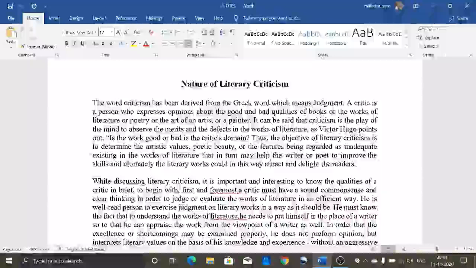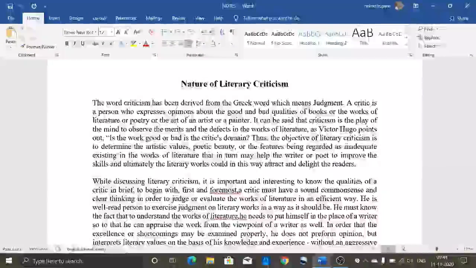So it can be said that criticism is the play of the mind. Criticism is actually the play of mind to observe the merits and the defects in the work of literature. Let me explain again: the word criticism has been derived from the Greek. You can say that criticism is the play of the mind, in which the mind observes the merits and the defects in the work of literature. Whether this literary work of art has merits, excellences, good things or bad things, or whether there are some defects in it.